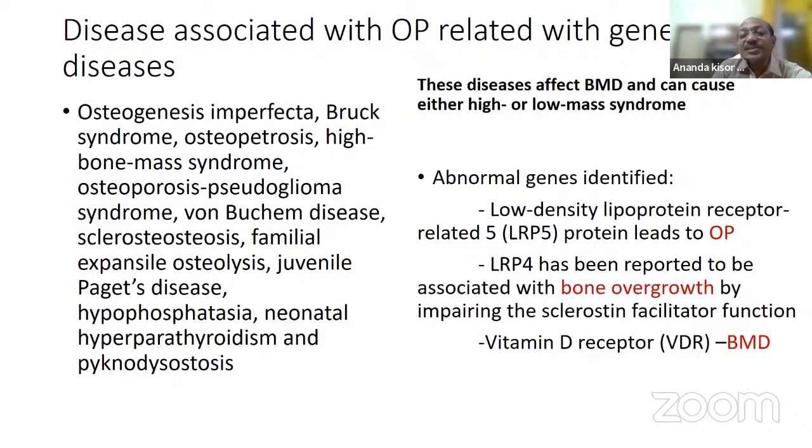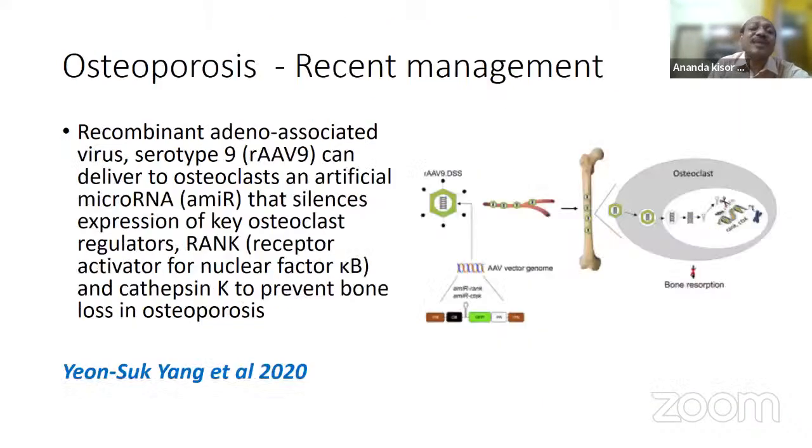Now, vitamin D receptors are there, which can control the bone mineral density, and also the collagen. There are also COL1A1 and COL1A2, which control the collagen inside the bony and ligamentous structures. So these are the abnormal genes which have been identified.